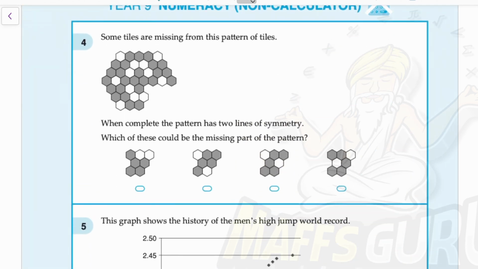Some tiles are missing from this pattern of tiles. When complete, the pattern has 2 lines of symmetry. Which of these could be the missing part of the pattern? So 2 lines of symmetry means that when we fold this shape in 2 different ways, it is going to look exactly the same. All right, so I'm suggesting that this one here would have to be a white one to give me a line of symmetry down the middle here. And probably we're looking for a line of symmetry across the middle there. So actually we're looking for a shape that's going to look something like that.